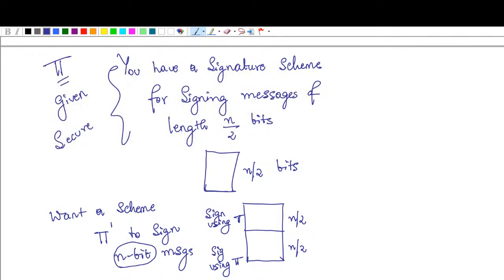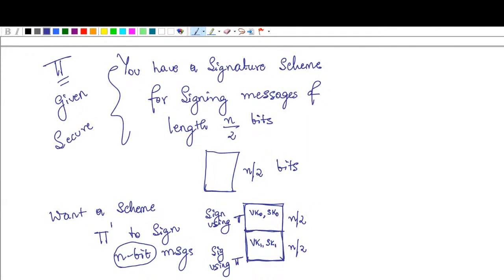For signing the first half, I use a pair of signing key and verification key. Say the keys which I use for signing the upper part are VK0 and SK0. So the verification key is VK0, the signing key is SK0, and I use another independent key pair VK1, SK1 for signing the second half. And now you will think intuitively that, okay, the method for signing n by 2 bits is secure, so basically I am running two instances of a secure mechanism, so this overall mechanism should be secure.